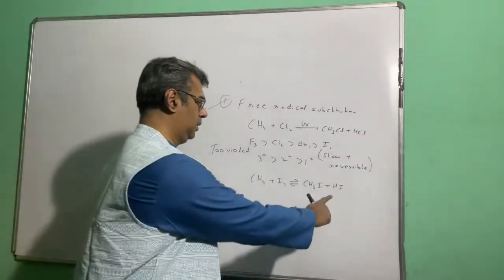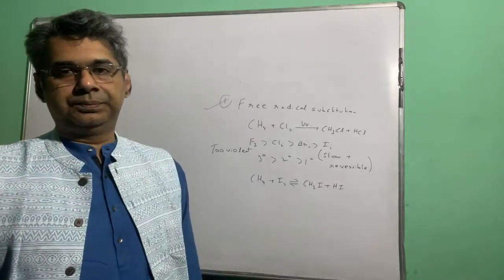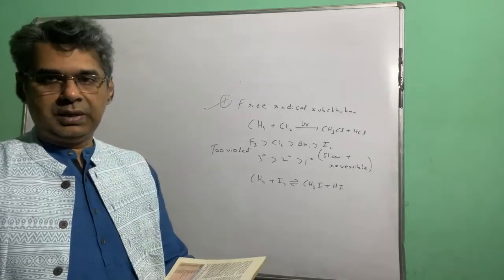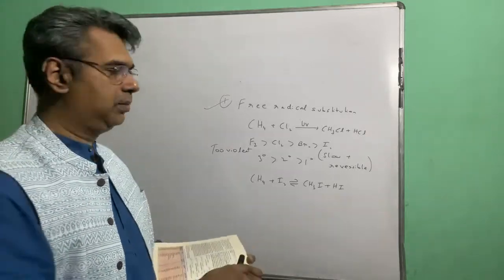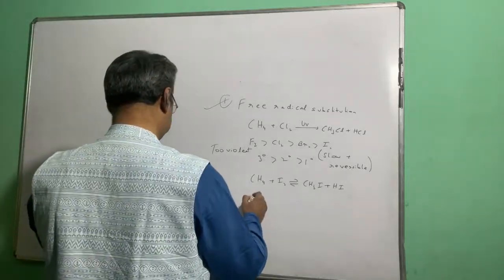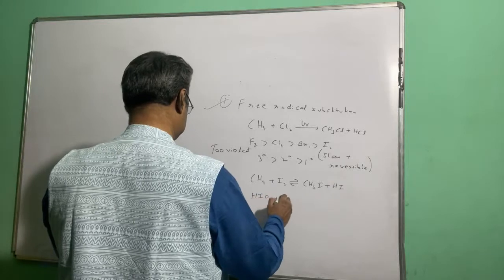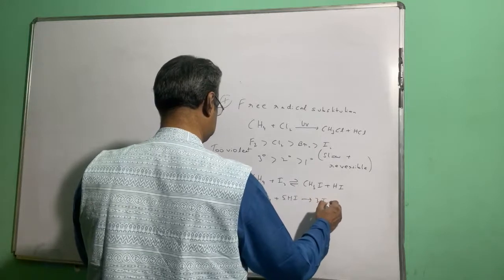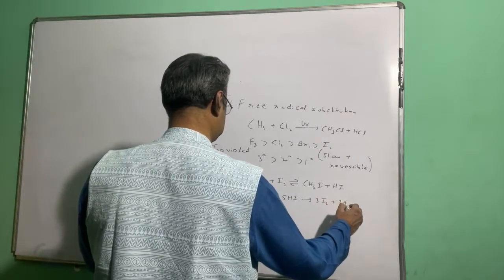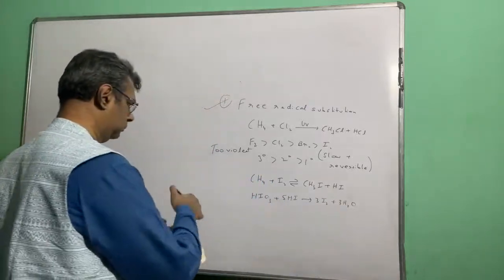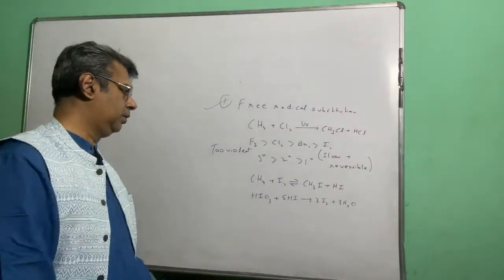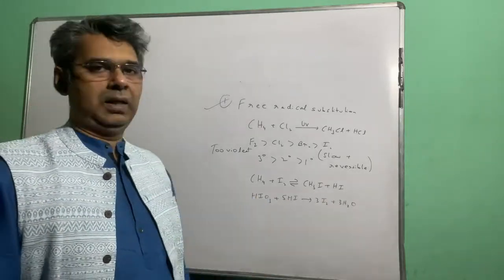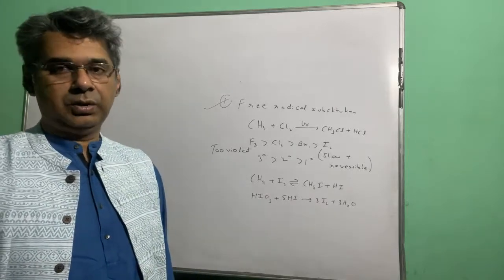Now why is it reversible? Because HI is a very good reducing agent. Okay, HI is a very good reducing agent. So to prevent the reaction from reversing, you will have to use a strong oxidizing agent. You can use HIO3, you can use HNO3 also.